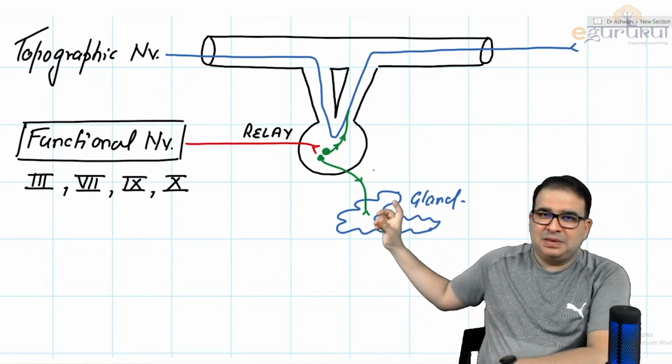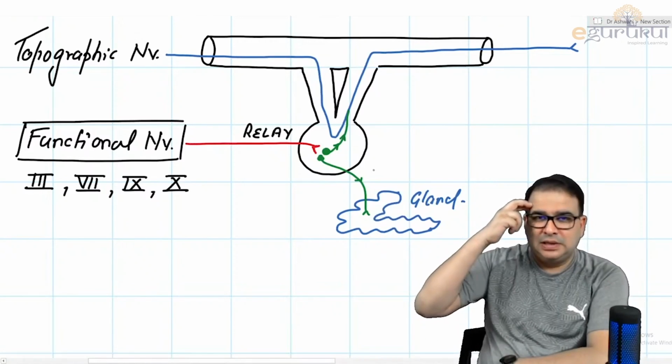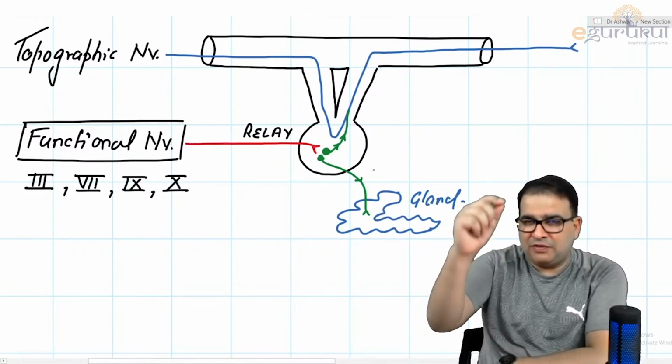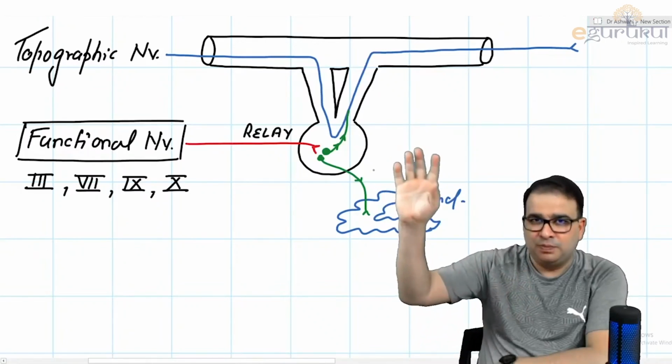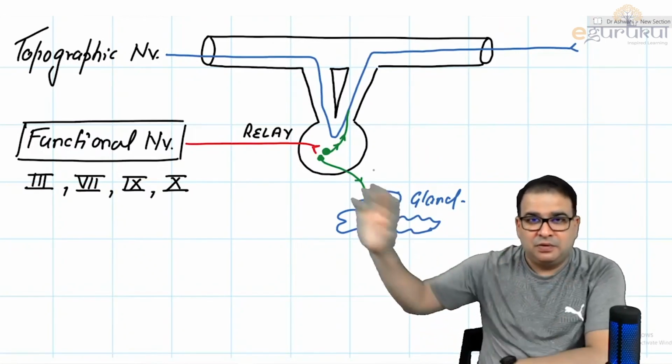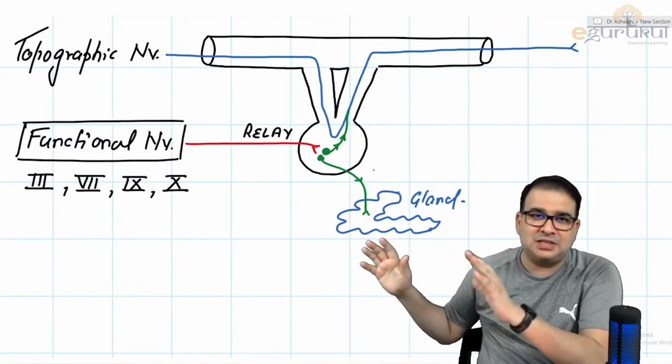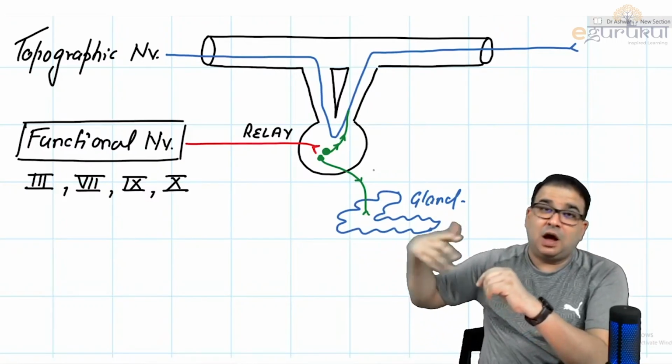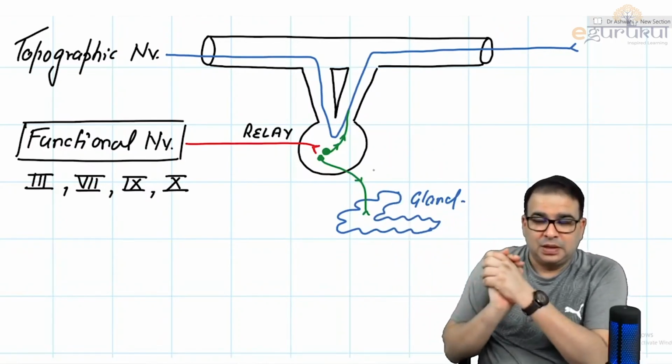When you think of a parasympathetic ganglion, what you need to keep in your head is that a functional nerve, a topographic nerve will be seen coming inside and that will go. Then you will see a functional nerve coming inside there, relay there and end. Functional nerve will come inside and you will never see 3rd, 7th, 9th or 10th nerve going out of the ganglion. No, they will not.